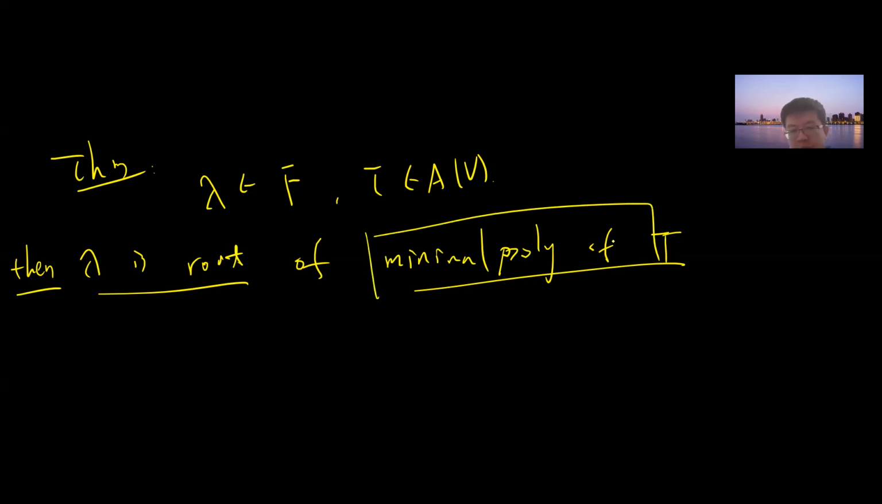The existence of the minimum polynomial is guaranteed when V is a finite dimensional vector space, since L(V) is a finite dimensional vector space. So I should say that in this whole section, our vector space will always be finite dimensional. Okay, so lambda is a root of the minimum polynomial.